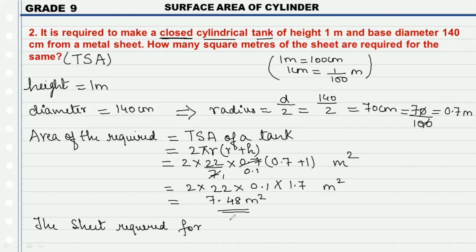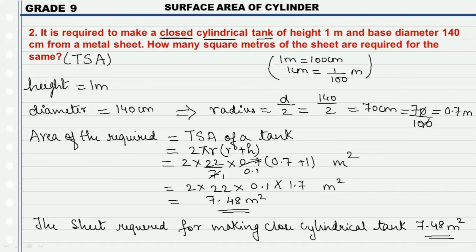Okay, so your final answer: the sheet required for making a closed cylindrical tank will be 7.48 meter square. I hope students you all are clear with this question.